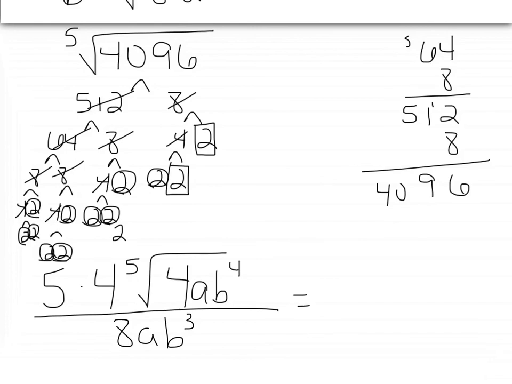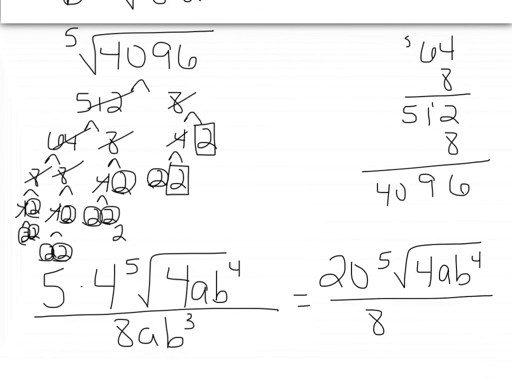Okay, so let's clean it up. 5 times 4 is 20. 20 times the fifth root of 4ab to the fourth, all over 8ab cubed. 20 and 8 can both be reduced by 4, leaving me 5 over 2.